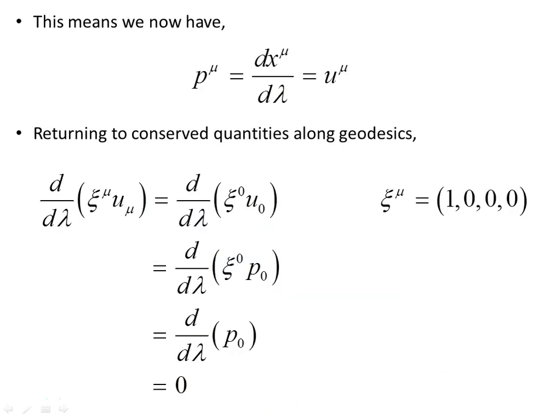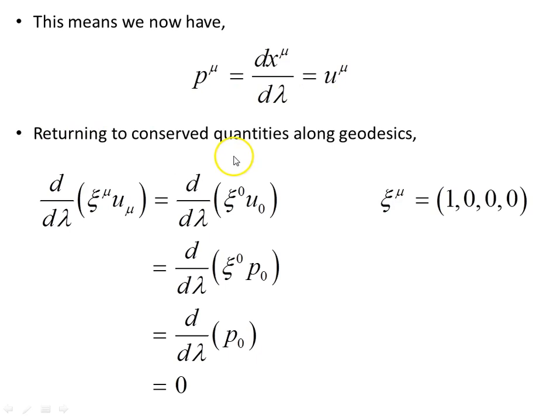And so what that tells us is that with this scaling, p^μ is dx^μ/dλ, which is u^μ. So we can write the momentum in terms of this four-velocity, just by this rescaling we did earlier.